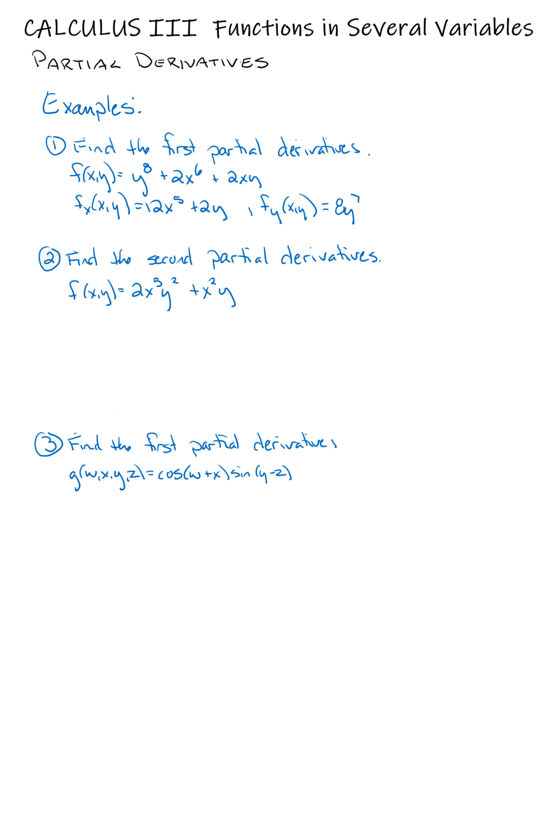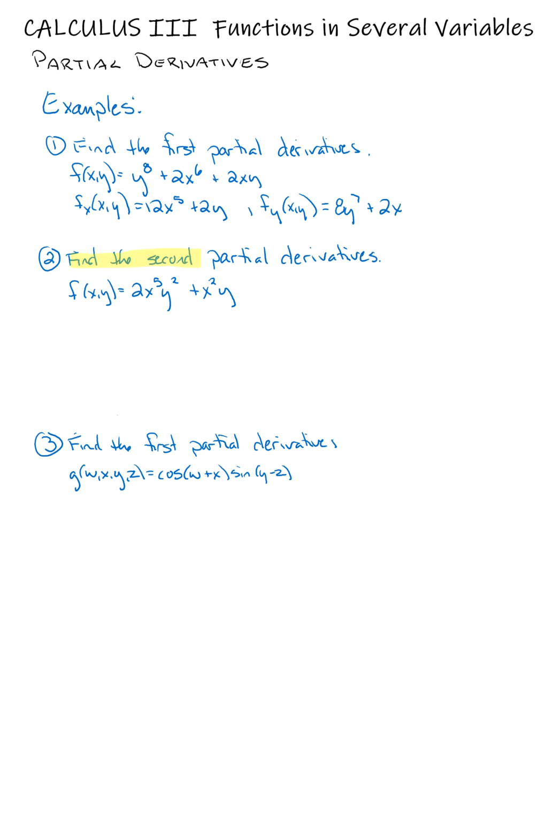There we go. The second term there, 2x to the 6th, that doesn't have any y, so this is a constant with respect to y. The derivative of a constant is 0. That doesn't give us anything. All right, and the last term, 2xy, again, taking the derivative with respect to y is just the coefficient, so we end up with just 2x. And there you go, the first partial derivatives.